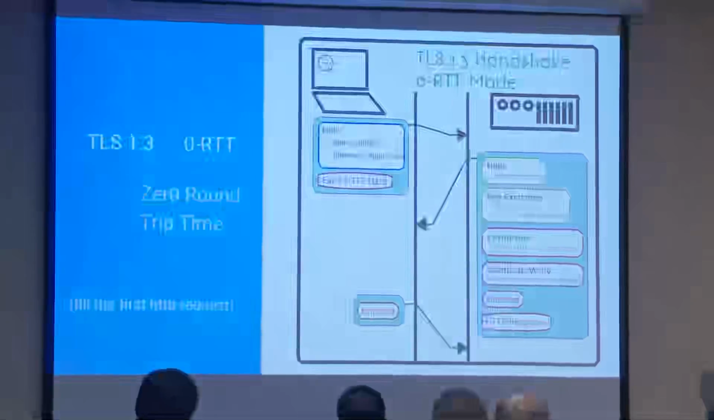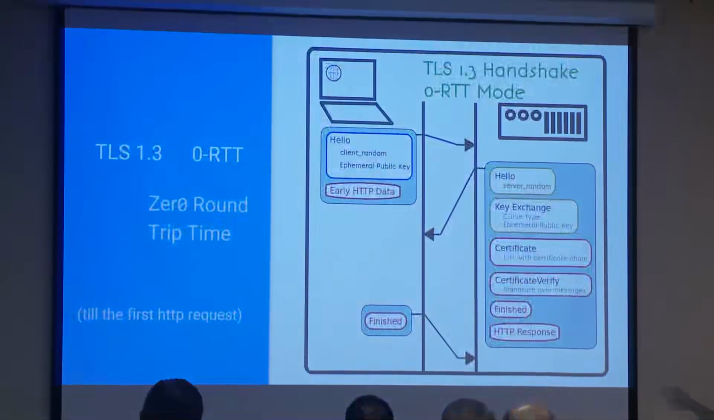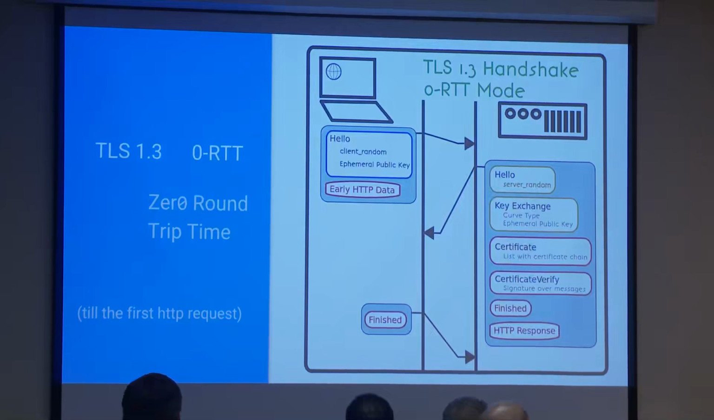There's another mode for TLS 1.3 called zero round trip time. And this allows you to speed up the delivery of your request to the server significantly, all the way in the very first message that you send. So the very first time you connect to the server on a new TLS connection, you're already saying, hey, give me the web page over here.